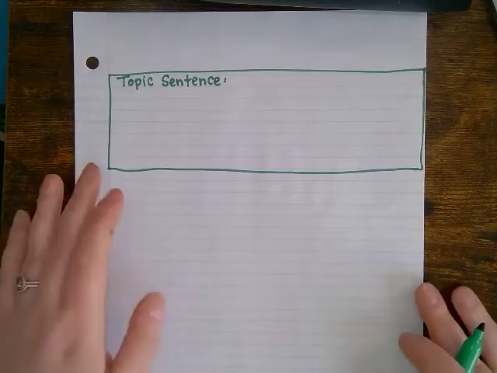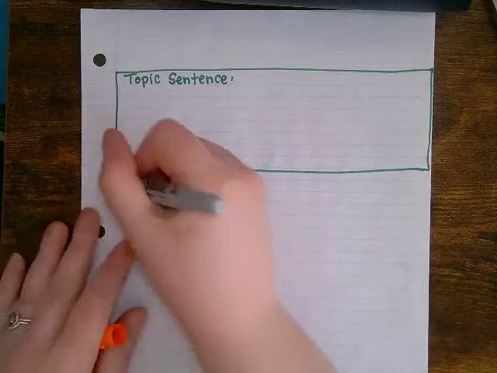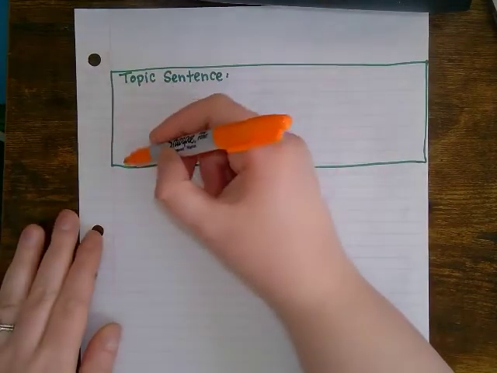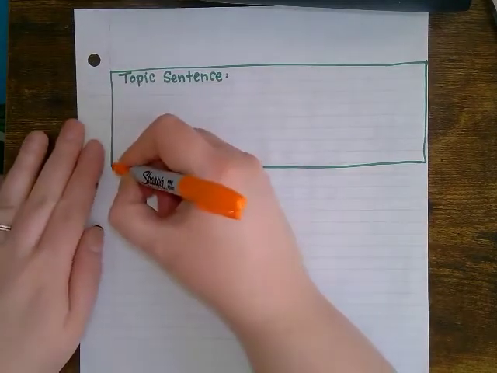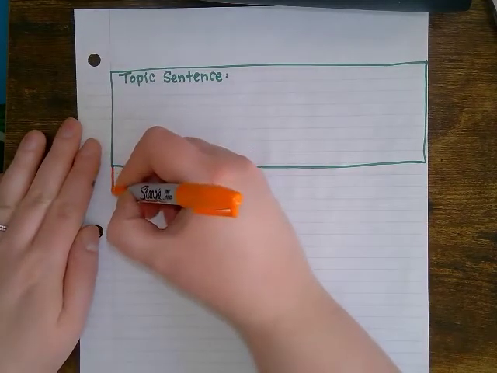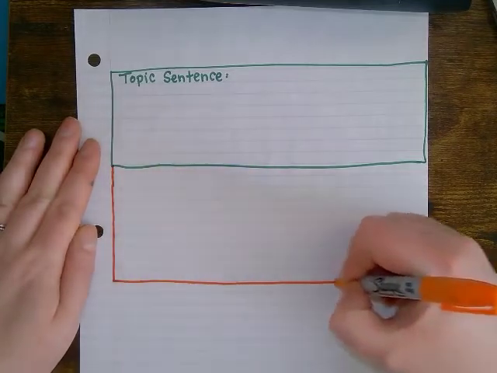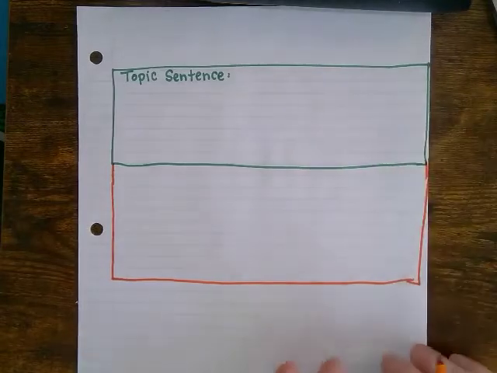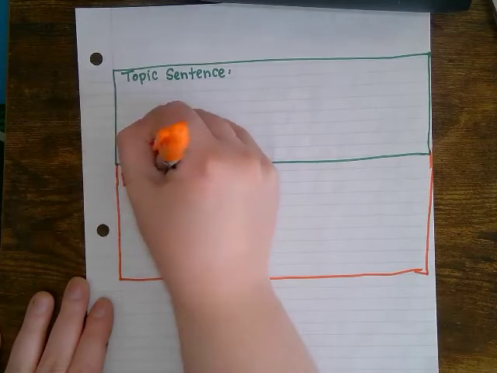So we're going to remember that as we start writing. So, the next thing we need to do is make a box for our first detail. I'm going to use orange because that's what we use to mark our details. I'm making it about 1, 2, 3, 4, 5, 6, 7, 8 lines long. You can make it more or less if you'd like. I'm just doing it big enough to write a sentence and make some changes if I need to. Okay, so this will be our first detail.